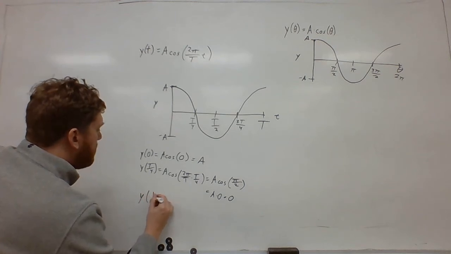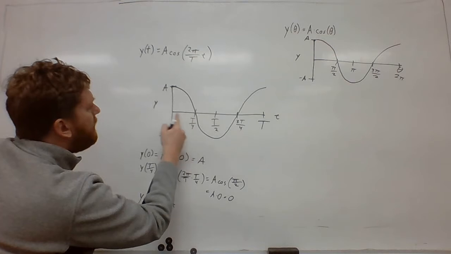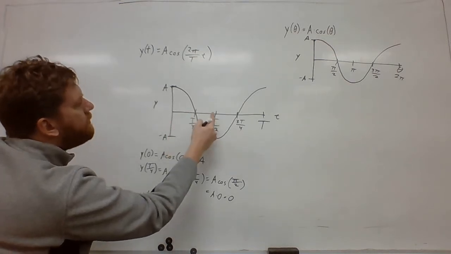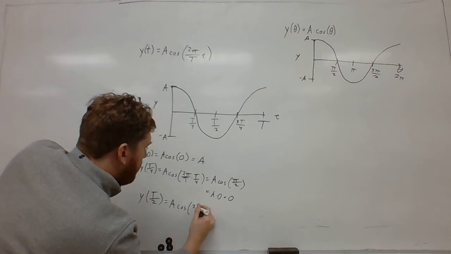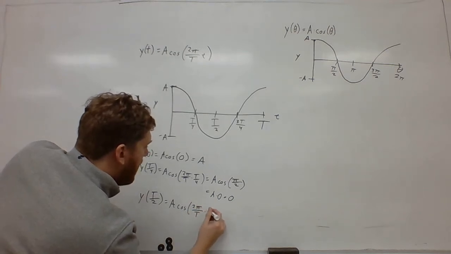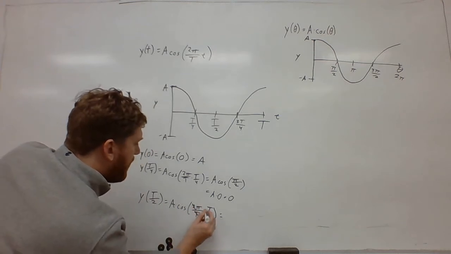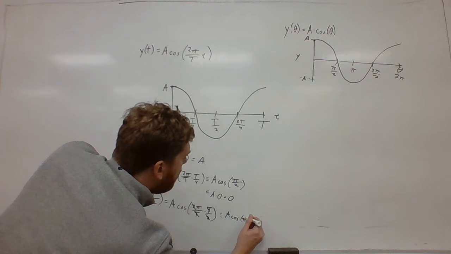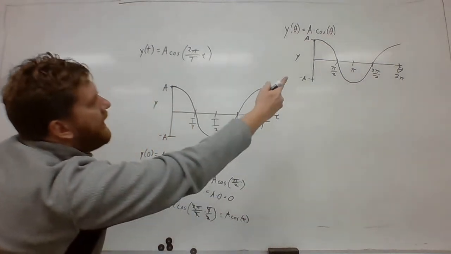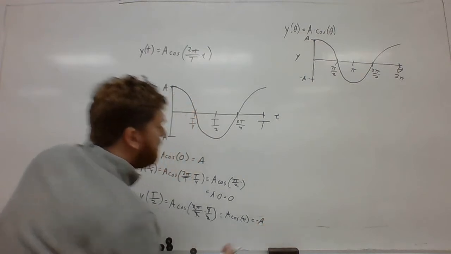Let's plug in t over 2. Y equals a, I'm just plugging in 0 times t over 4 times t over 2, cosine of 2 pi over t times t over 2 equals, we could cancel those out, a cosine of pi. Cosine of pi is negative 1. I could look at my reference graph real quick. This is equal to negative a.